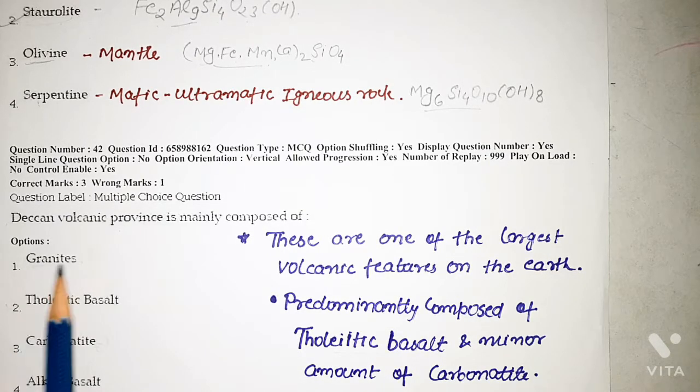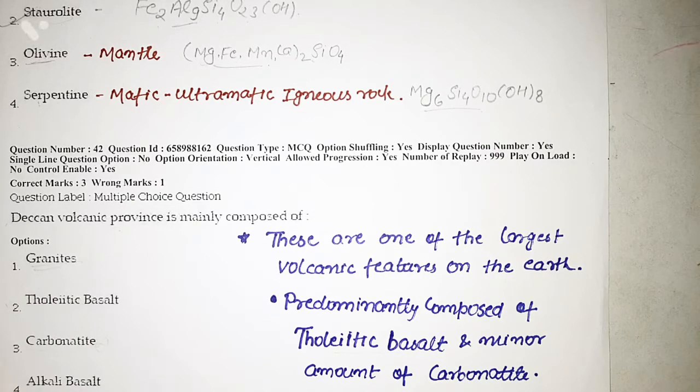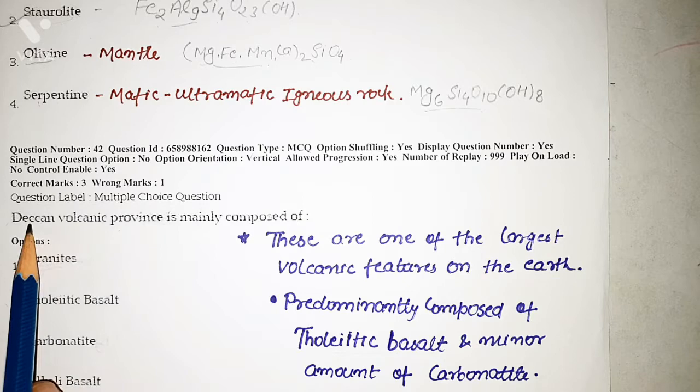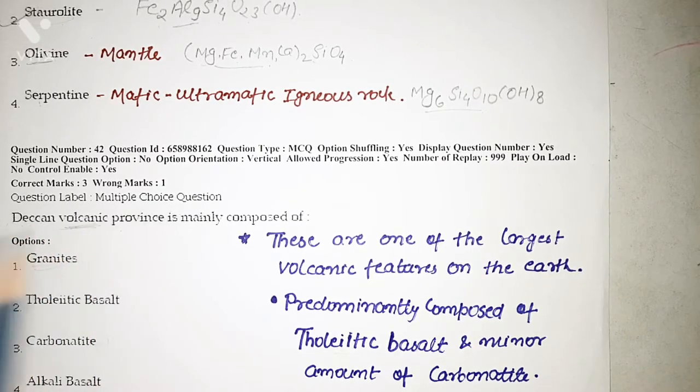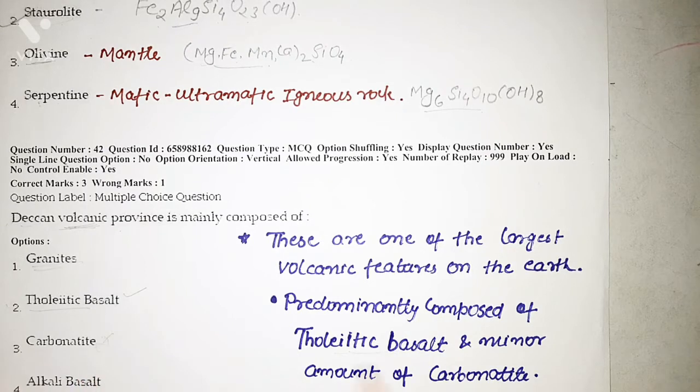First one is granite. Granite cannot be the correct answer because these are plutonic igneous rocks, and the question is asking about Deccan volcanic province. So granite will not be the correct answer. Tholeiitic basalt, I told you that Deccan volcanic province are predominantly composed of tholeiitic basalt, so the correct answer will be tholeiitic basalt. Carbonatite is not the correct answer because Deccan volcanic province contains only a minor amount of carbonatite, so these are not mainly composed of carbonatite.